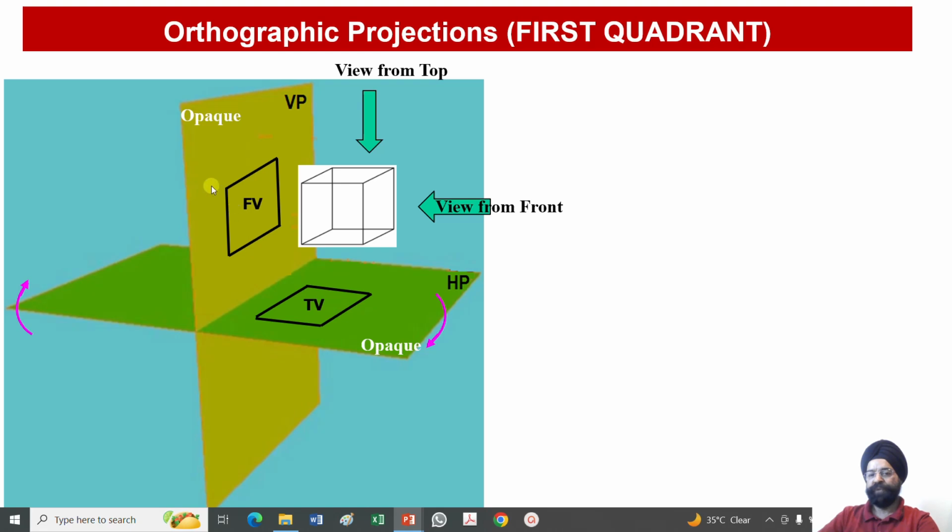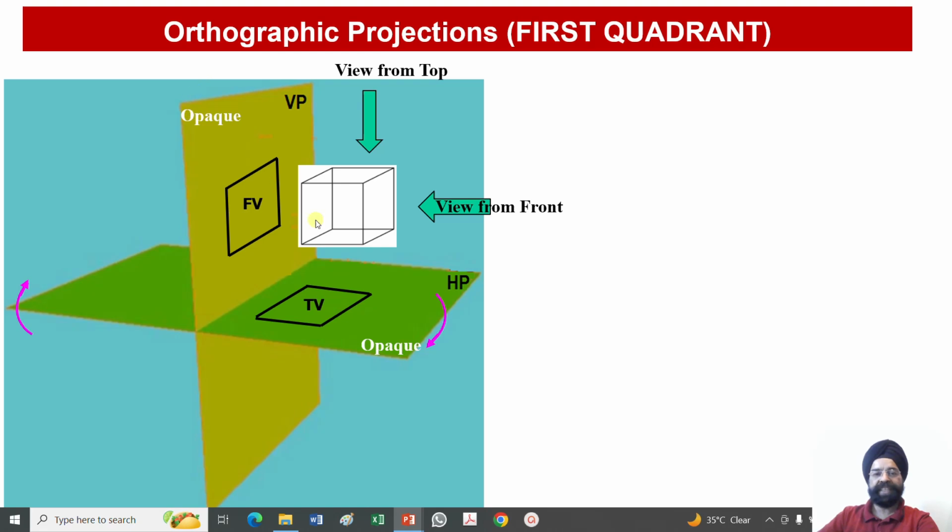But unfortunately, both of these are in mutually perpendicular planes. And in this case, I have assumed my planes of projection to be opaque. Why? If they are transparent, my image will not be formed. So I am looking from this side, object is here. If these are opaque, only then the image will be formed over here. So this is also opaque. I am looking from the top, object is here, my image is formed over here only when this is opaque.